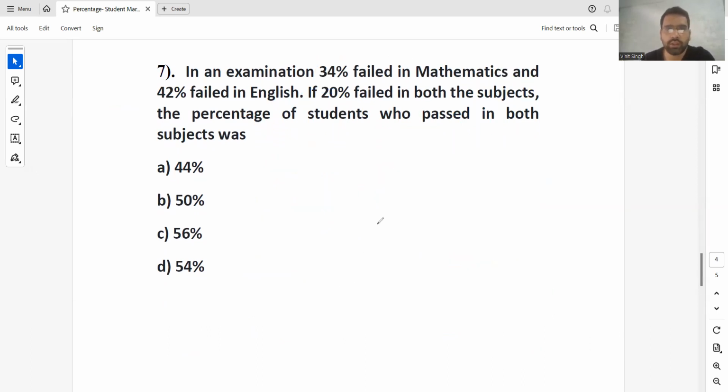In examinations, 34% failed in mathematics and 42% failed in English. 20% failed in both subjects. The percentage of students who passed in both subjects was. Same question.